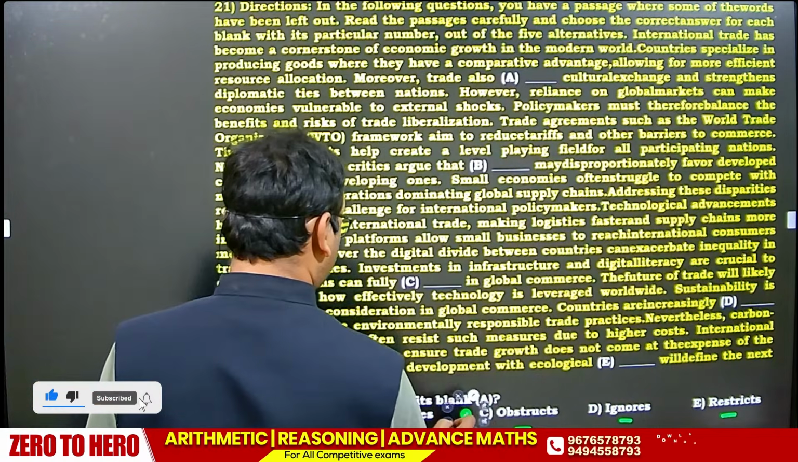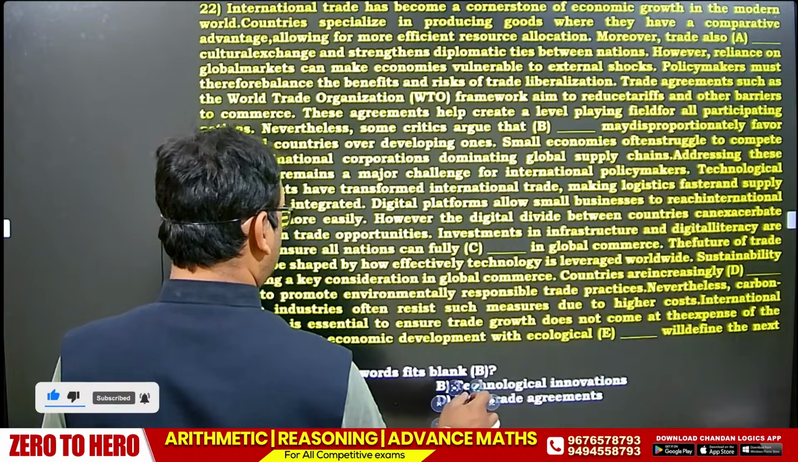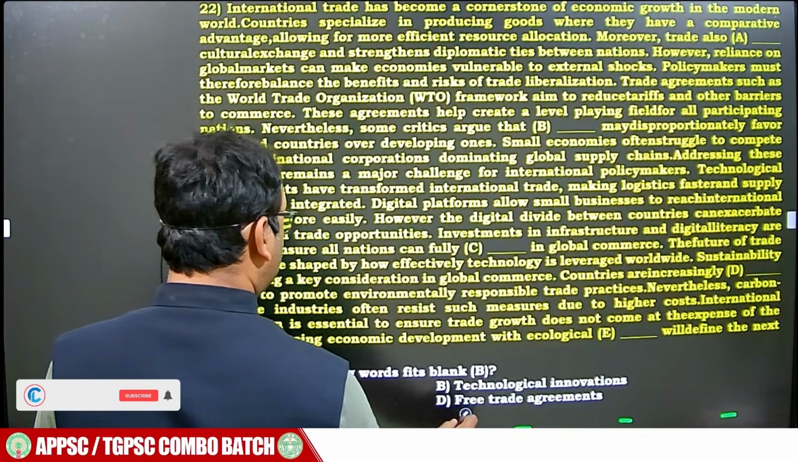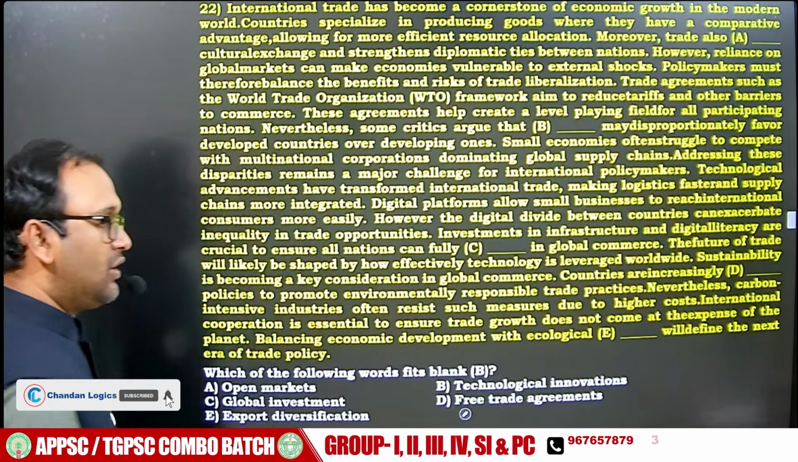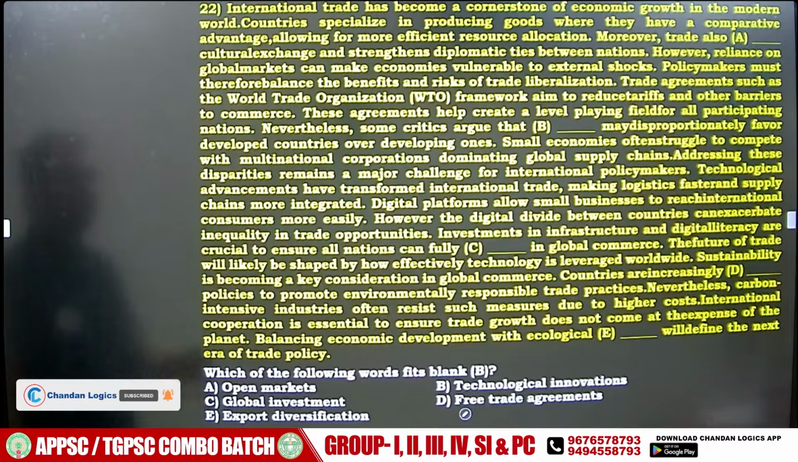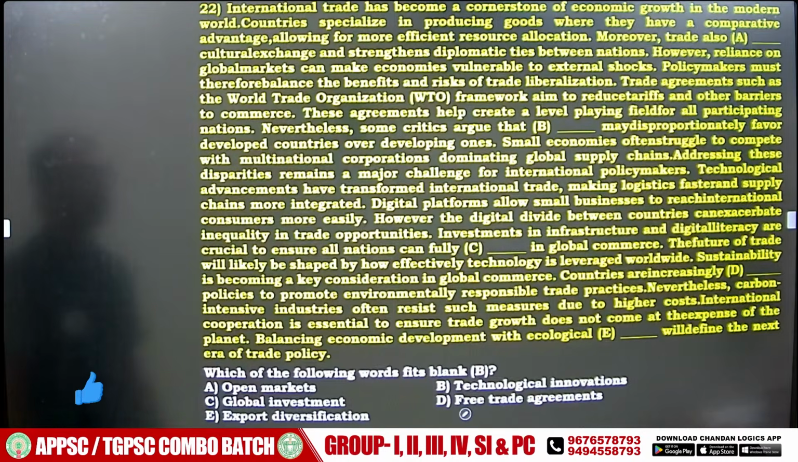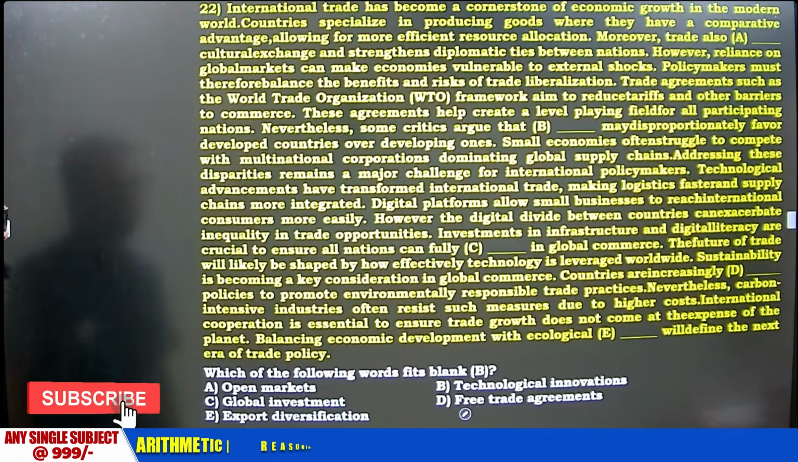Okay. Next question. So now what do you think is filling the blank? This is now not based on vocabulary. But then what is it based on?